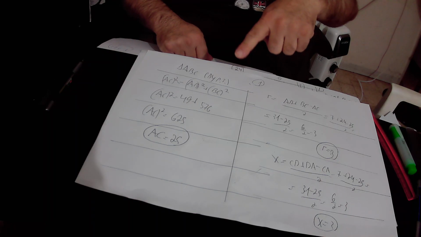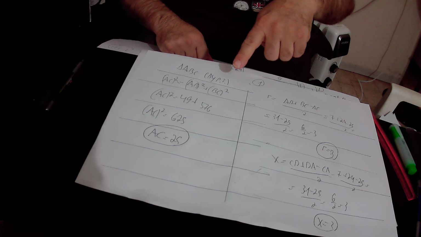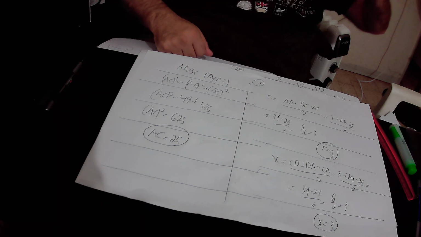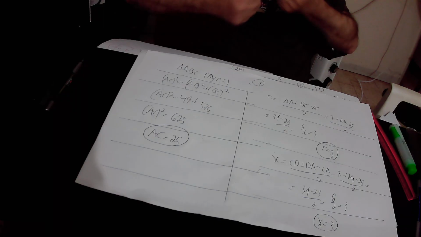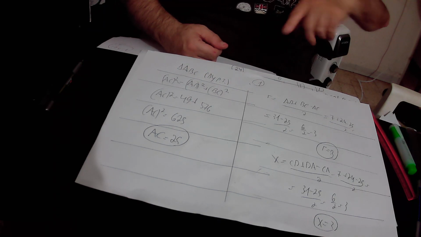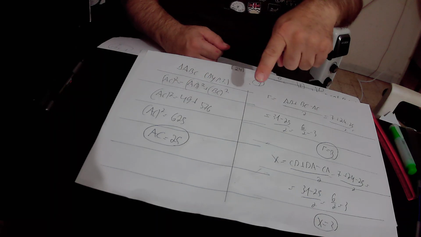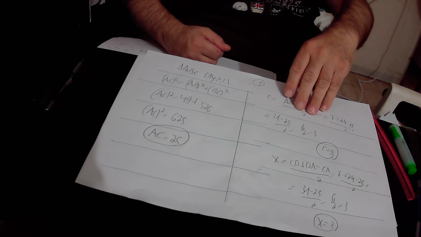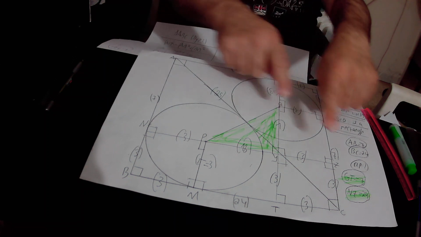So AC square equals AB square. AB is 7, therefore AB square is 7 square, that is 49, plus BC square. BC is 24, therefore BC square is 24 square, that is 576. So in total, AC square equals 49 plus 576, which is 625. We take a root of this equation and find that AC equals the square root of 625, that is 25. So the length of the hypotenuse AC is 25.